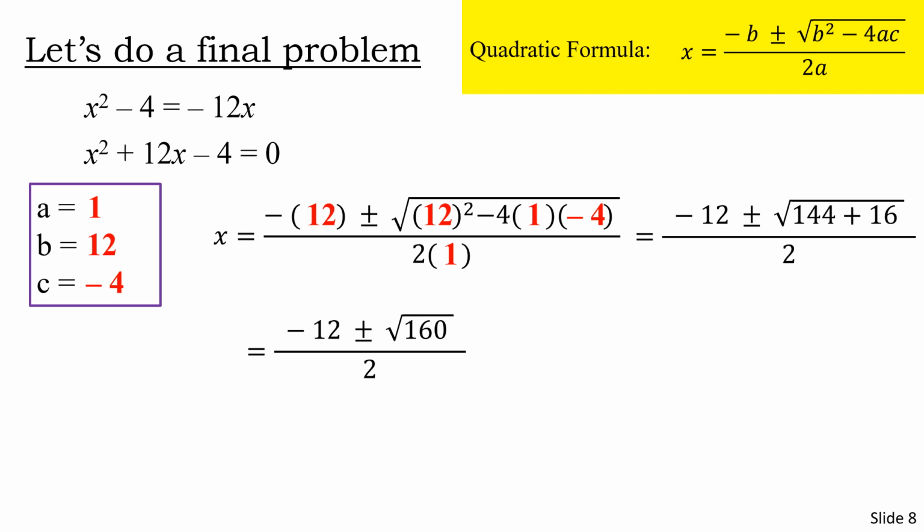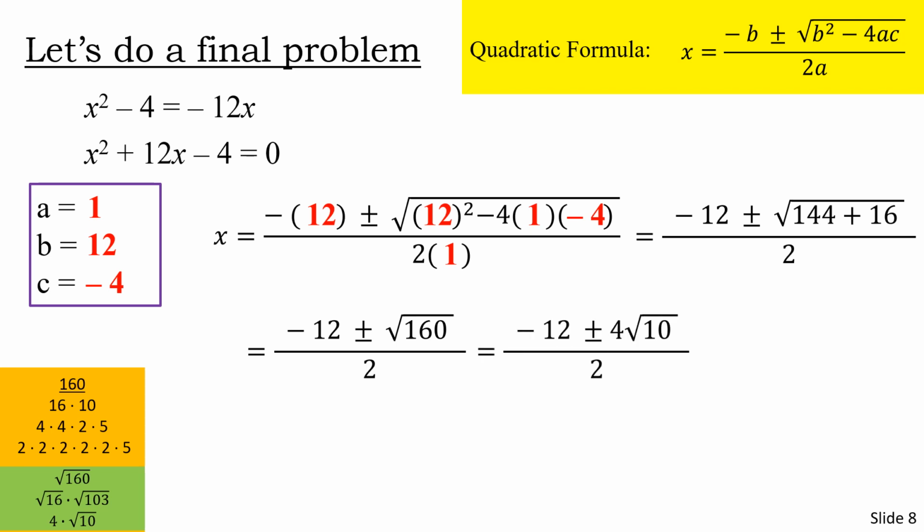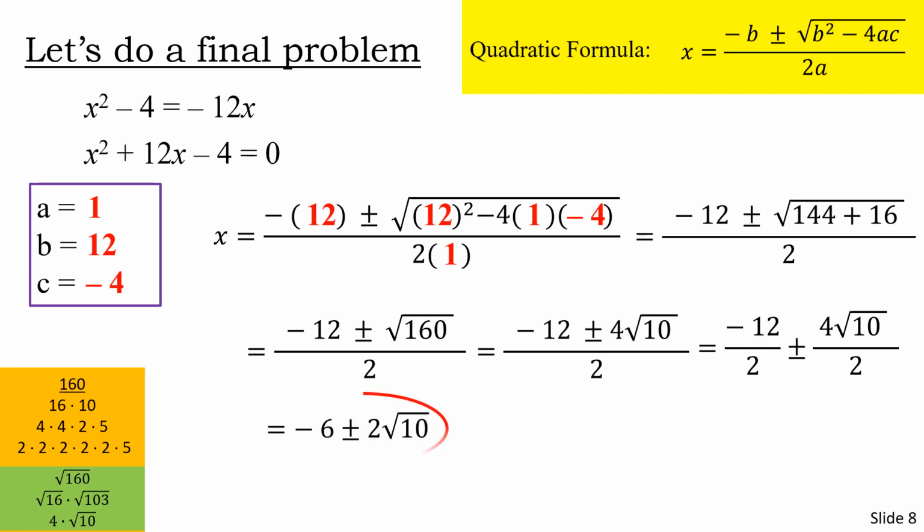Underneath the root is 160. And that breaks down as 4 root 10. And I can separate it. And I can reduce both those fractions. Negative 6 plus or minus 2 root 10.